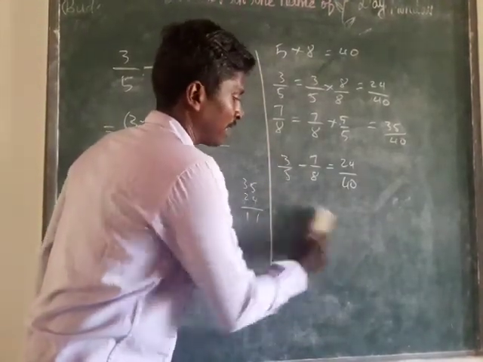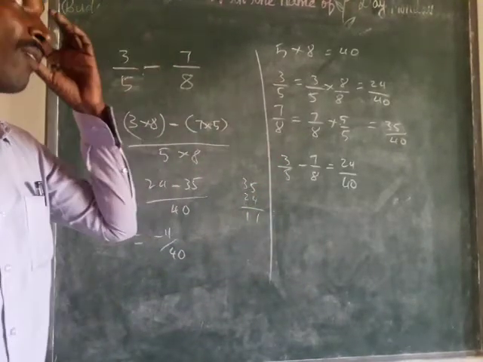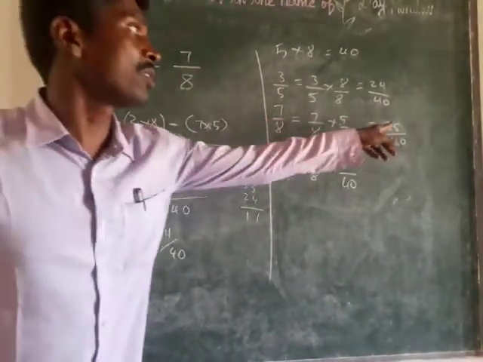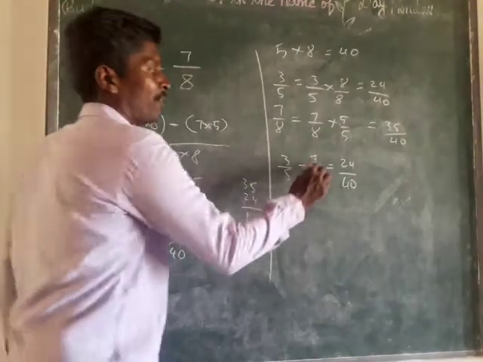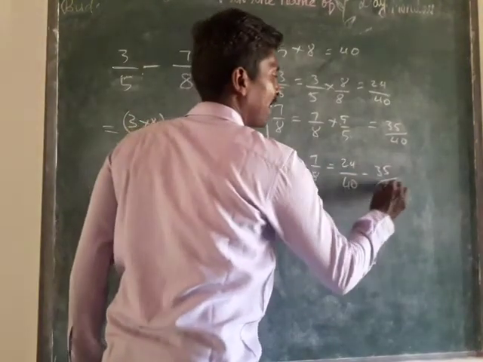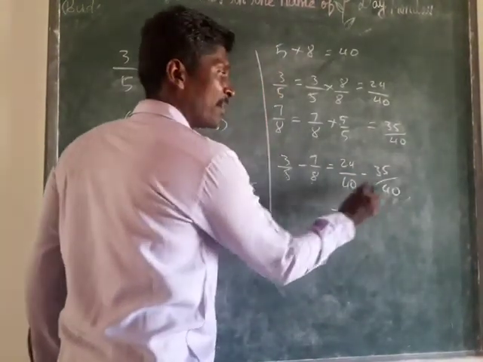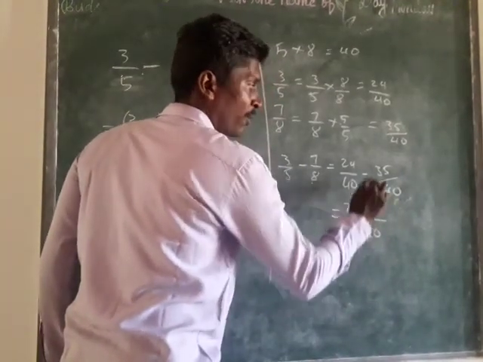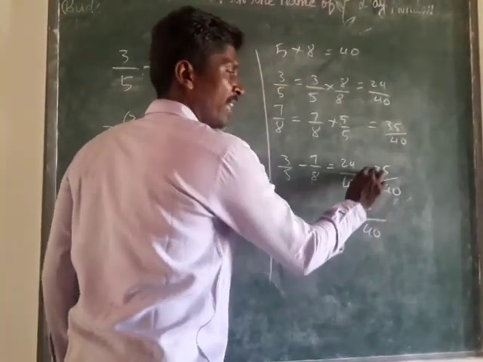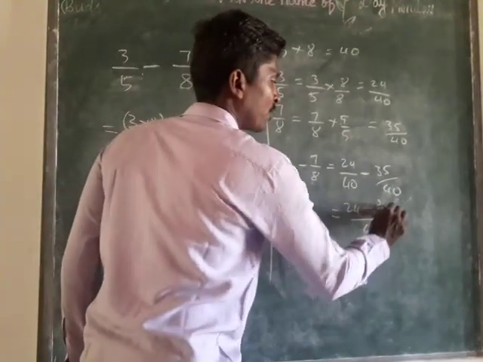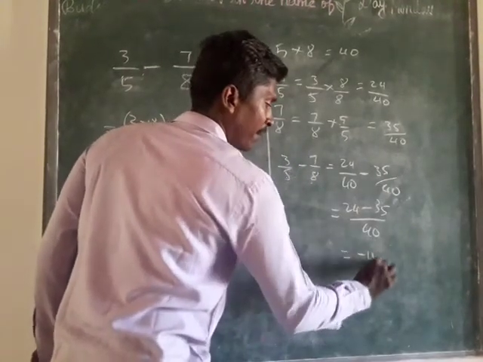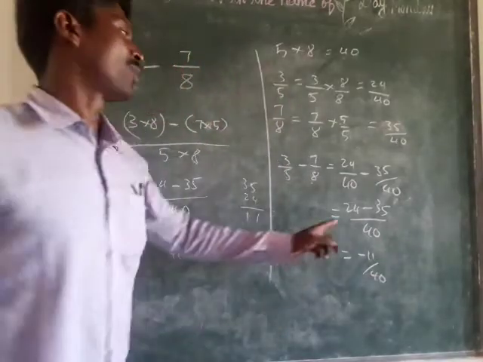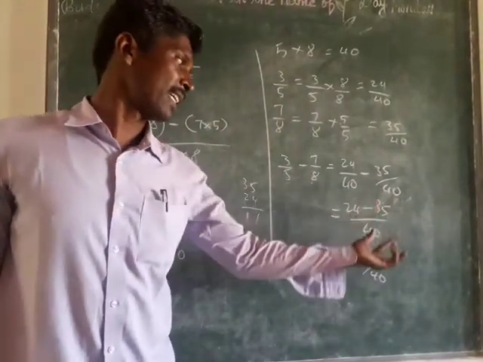Equal fractions both have equal value. So 7 by 8 equals 35 by 40, so 7 by 8 is replaced by 35 by 40. Now see, the denominators are the same, 40 and 40. So write 24 as such. What is the symbol? Minus, write minus. If there were plus, write plus. So 24 minus 35 becomes minus 11 by 40. One positive and one negative: subtract and write the symbol of the greatest number.